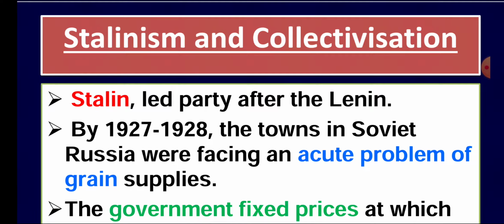Towns in Soviet Russia were facing an acute problem of grain in 1927-28, because this was the period of economic crisis. Economic depression came in the world in 1929. If you are aware, after the First World War most countries faced economic crisis because of overgrazing, overpopulation, and the demand for money and loan amounts from America. These are some of the basic reasons.